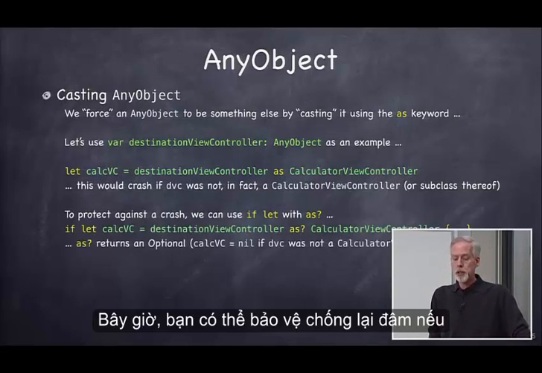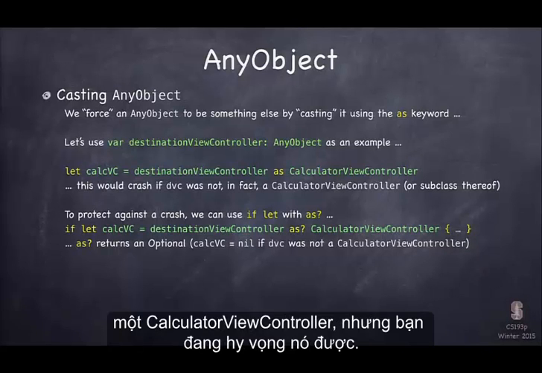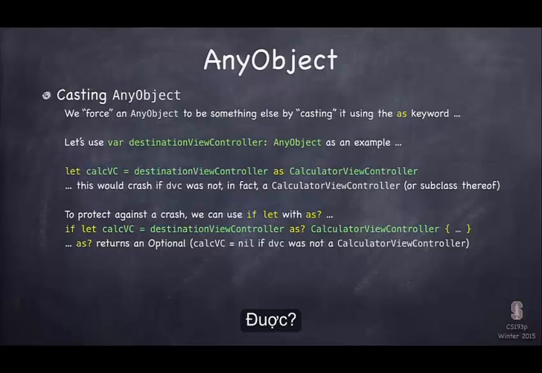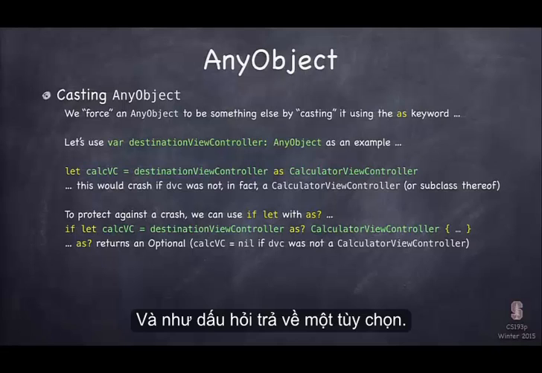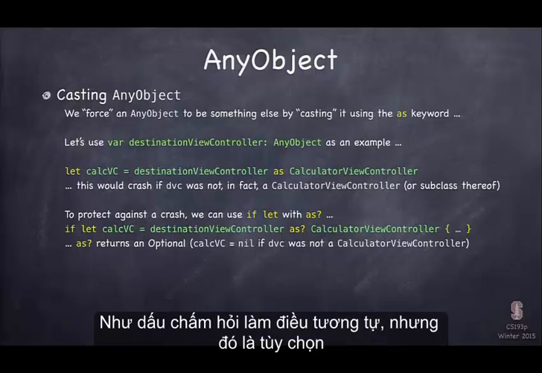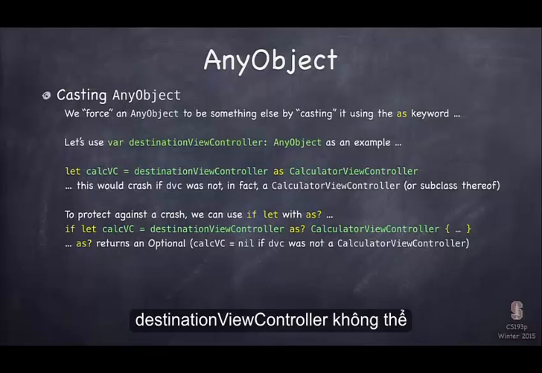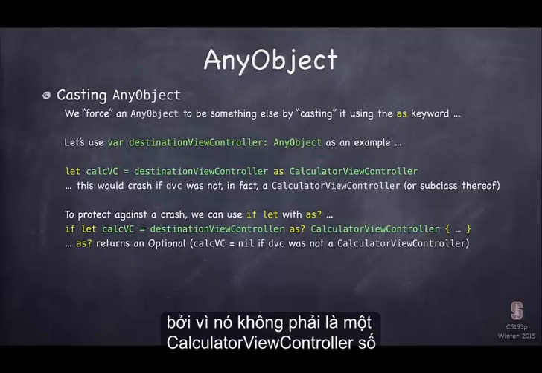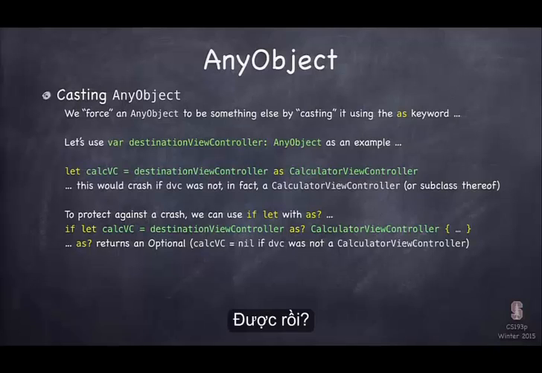Now, you can protect against crashing if you're not sure whether that destinationViewController is a CalculatorViewController, but you're hoping it is, okay? You can use as question mark. And as question mark returns an optional. Same as, right? As returns that AnyObject thing cast to be a different class. As question mark does the same thing, but it's the optional version of that. So we can return nil if that AnyObject, destinationViewController, cannot be turned into a CalculatorViewController because it's not a CalculatorViewController, it's some other kind of view controller or something else, all right?